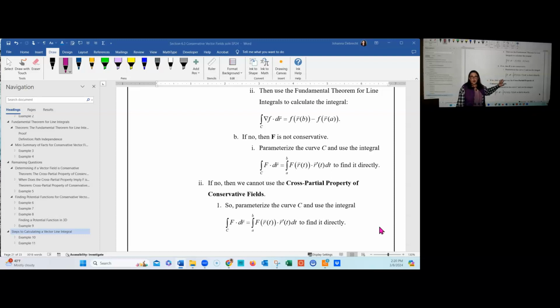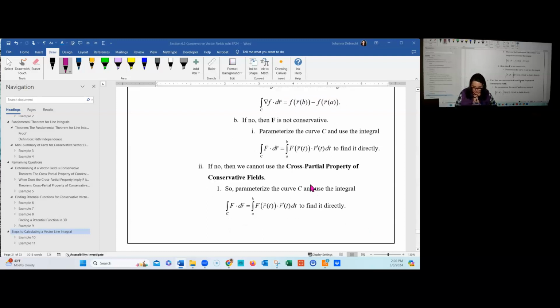If it's not an open, simply connected domain, then we also cannot use the cross-partial property. So again, we simply parameterize the curve C and use the integral of f of r of t dot r prime of t dt from t equal a to b to find it directly. Let's take a look at our last 2 examples.